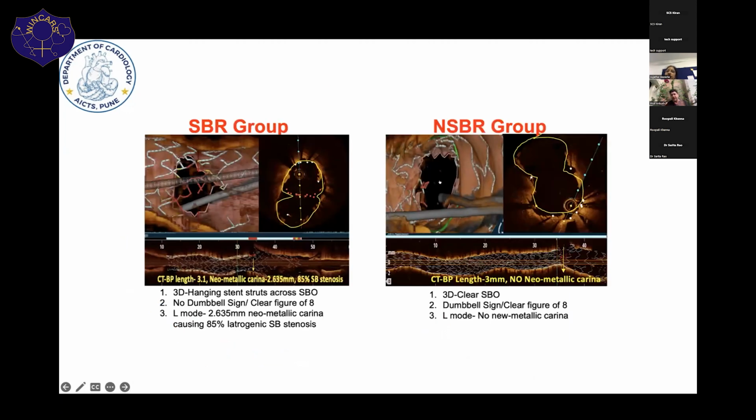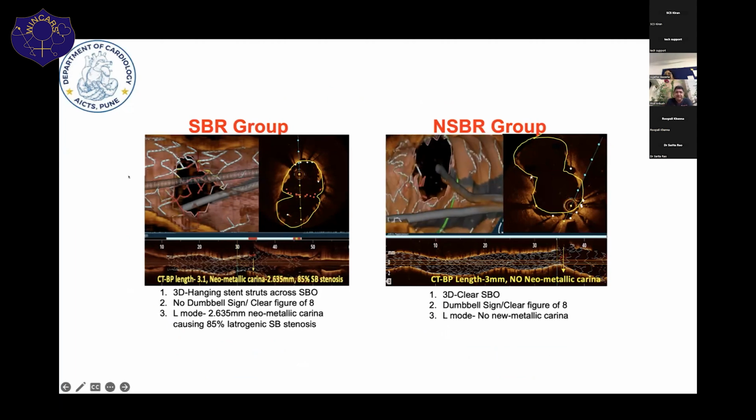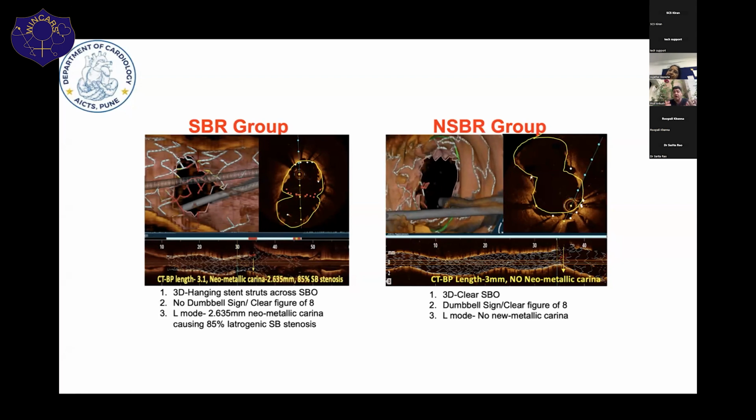And when we analyzed all these cases, we postulated that three things may have happened that led to a longer neometallic carina in side branch restenosis. Number one, we may not have used an appropriately sized side branch balloon for the final kissing balloon inflation. Number two, we may have missed alternate high pressure balloon dilatation. And third, during the second recross after main branch stent placement, we may have gone too proximally. So we postulated all these three things may have led to a longer neometallic carina.